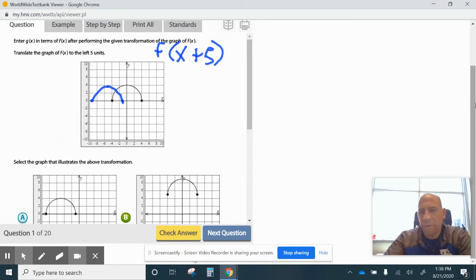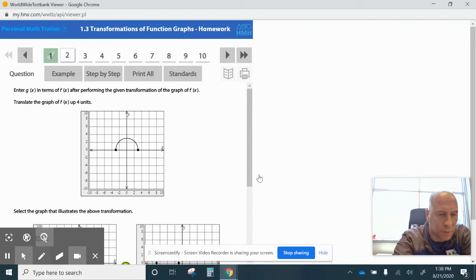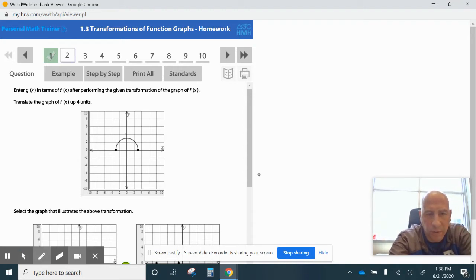All right, let's move on to question number 2. Enter g of x in terms of f of x after performing the given transformation of the graph of f of x. Translate the graph of f of x up 4 units. Again, we're counting by 2. Here we're actually at 3, so we have to go up 1. And then at 2, there's 3 and 4.